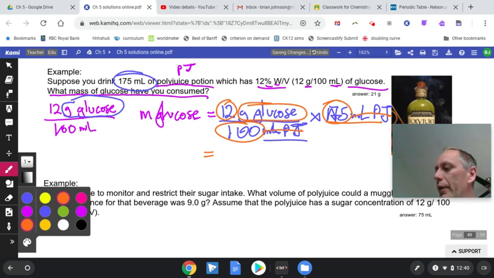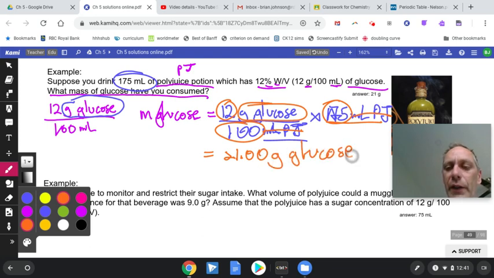And when you put all that in, you get 21.00 grams of glucose. And sig digs, 2 sig digs. 21 grams of glucose.